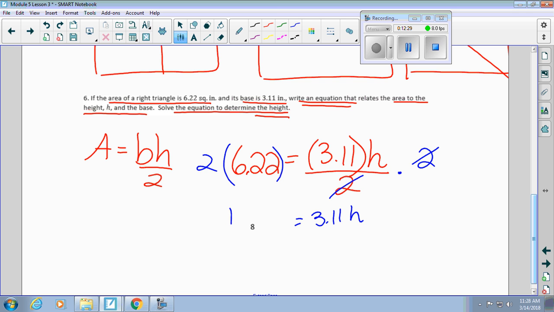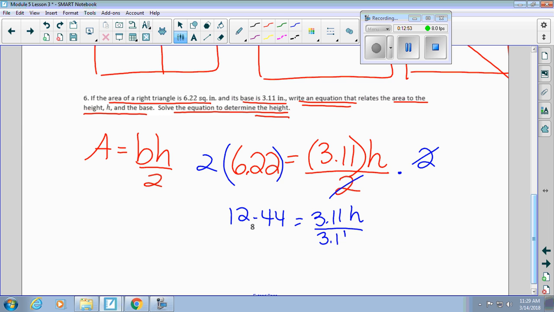All right, now over here, if we double 6.22, what would that be? Very good, 12.44. All right, now we have one more step, 2 more steps. But what do we do to get the h by itself? Right now, that h is being multiplied by 3.11. What would we want to do? Cassie? Divide. Very good.